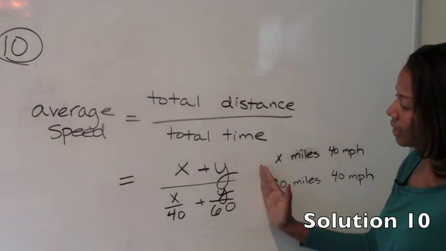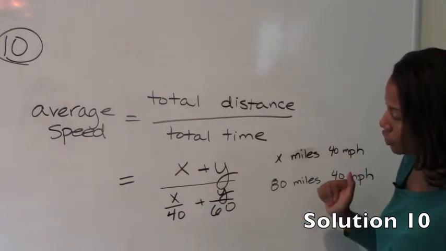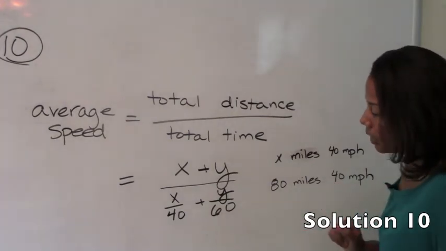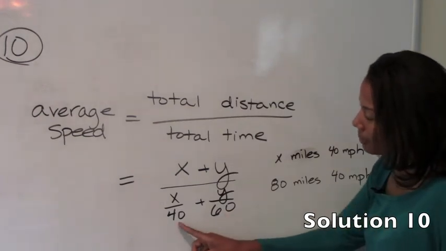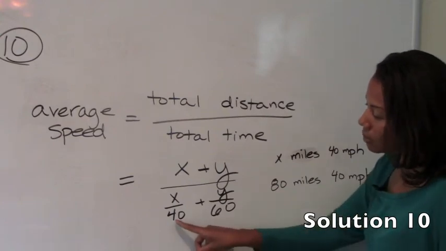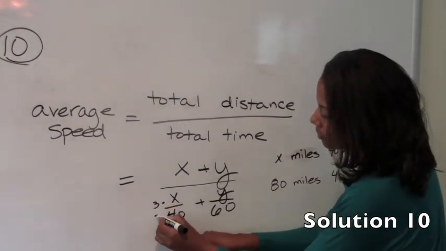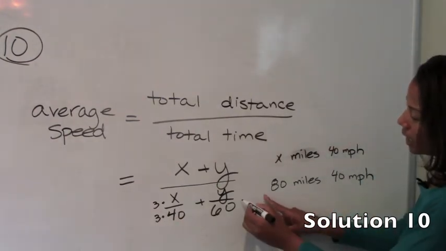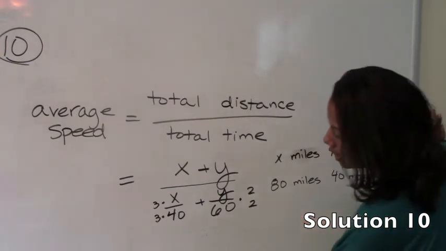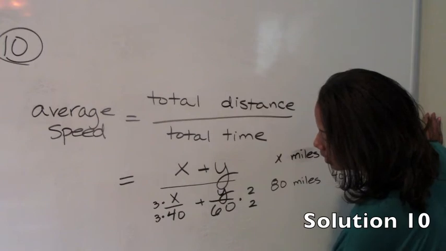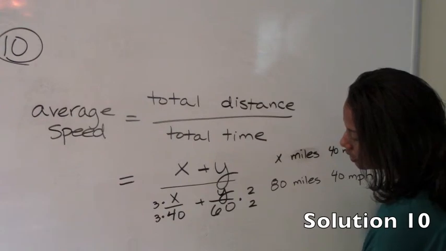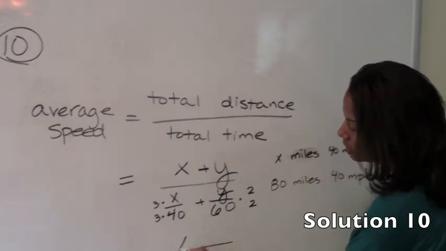Terrific. But then you look and say, the book doesn't have it like that as an answer choice. So what can we do? We can simplify this denominator here. If we simplify the denominator, we need a common denominator. So a common multiple of 40 and 60 is 120. If I multiply the top and bottom by 3 here, I get a denominator of 120. And if I multiply the top and bottom by 2 here, I get 120. So my denominator becomes 3x over 120 and 2y over 120, and my numerator is still x plus y.